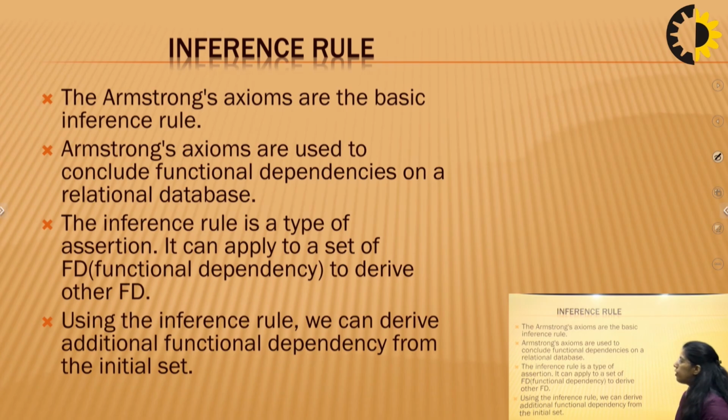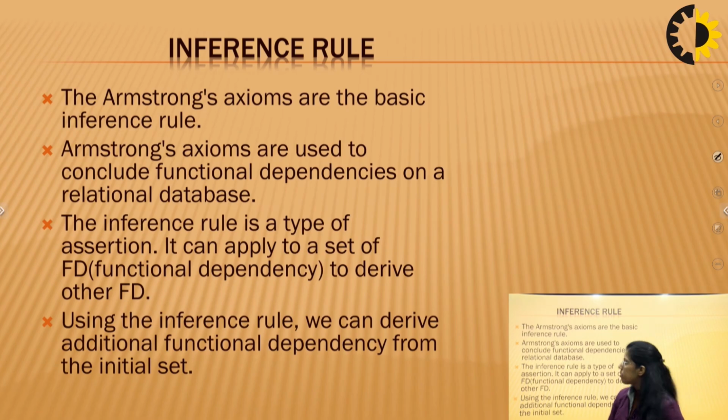Next one is inference rules. There are some rules or axioms in DBMS which are used to conclude the functional dependencies on a relational database. The inference rule is a type of assertion only. It can be applied to a set of FDs to derive other functional dependencies. Using these rules, we can derive additional functional dependencies from the initial set.